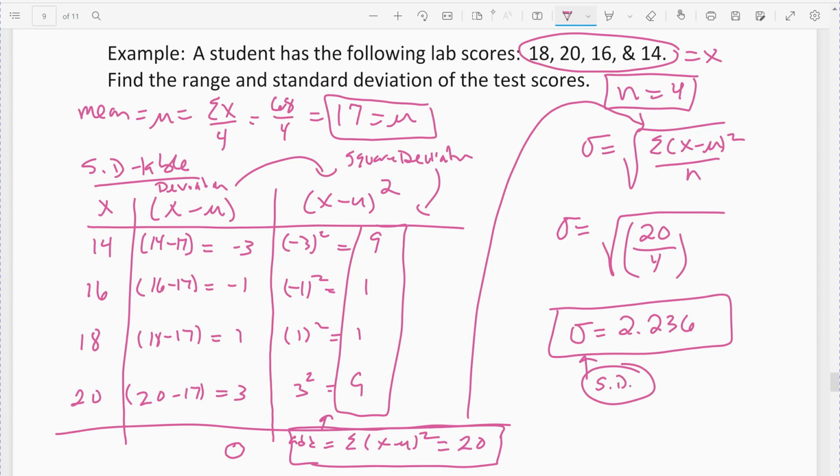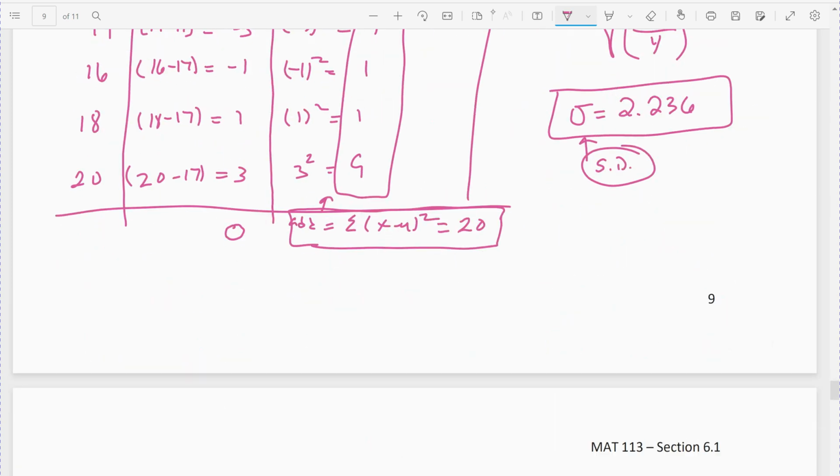And so with the standard deviation, on average, my points vary by about 2.2. That's what it means: most of them land within 2.2 units of the mean. Most of them land within 2.2 units of the 17. And if you look at it, most of them do. Most of them are fairly close to the 17, within 2 points.